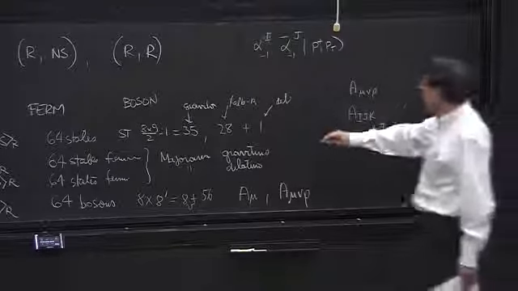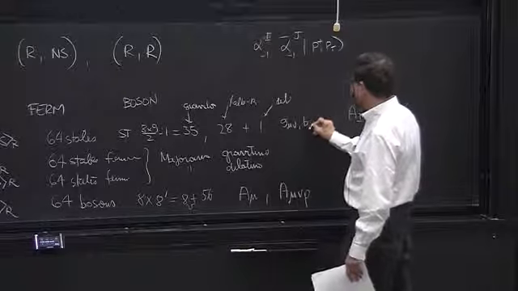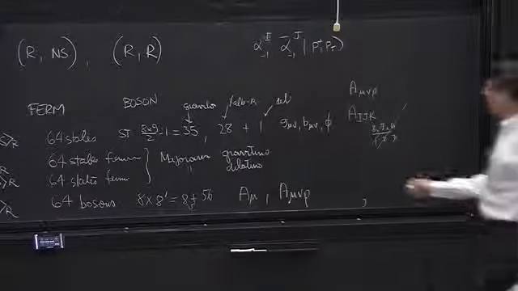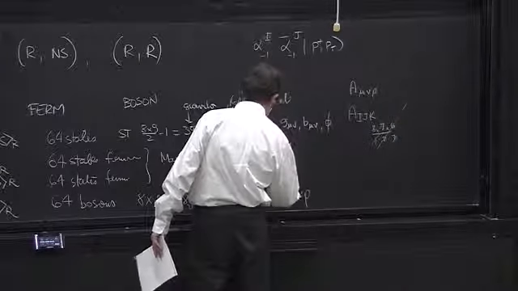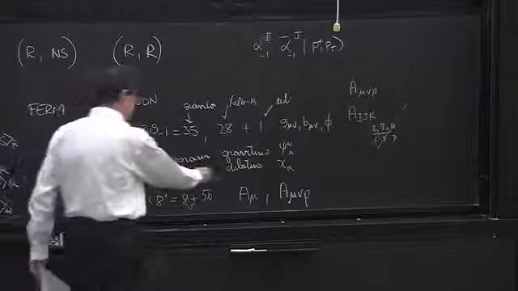Here, what did we have? We had the metric G mu nu, the B field B mu nu, and the dilaton. And here we had the gravitino and the dilatino. And these are Ramond fields.